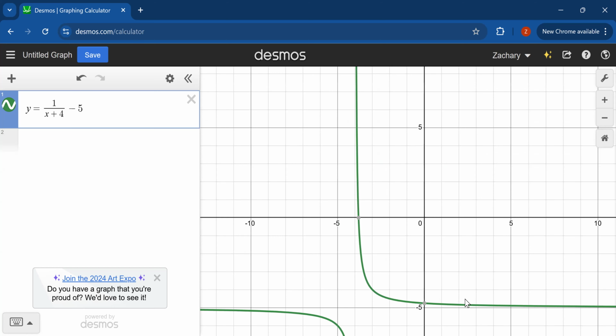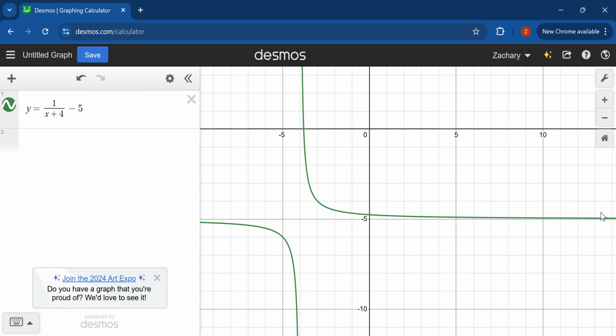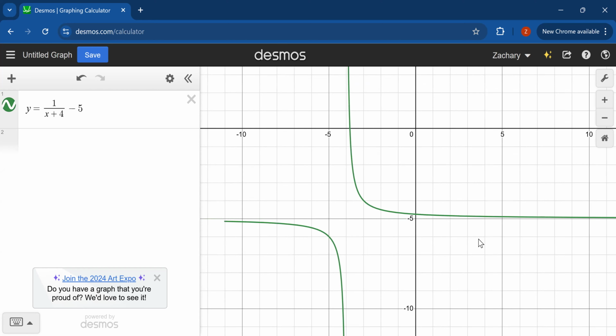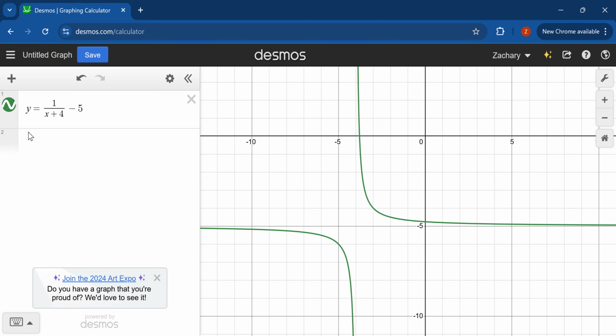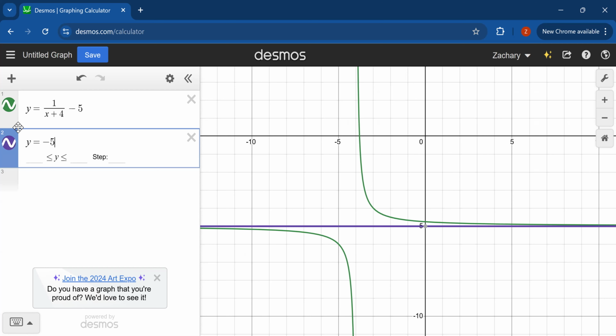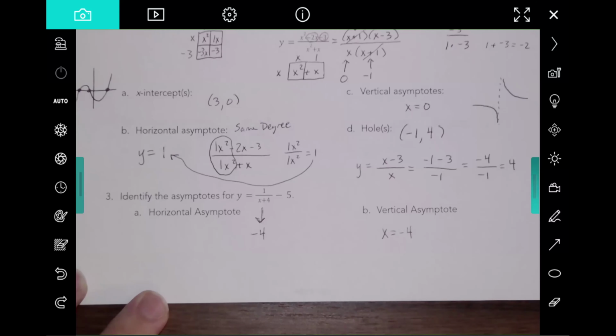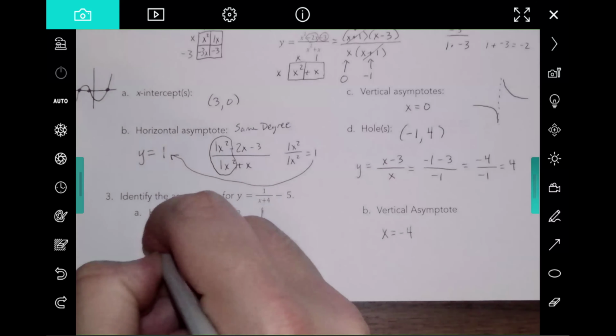If I zoom out a little bit, I can actually see a line on the graph at negative 5 that appears to be perfect for our horizontal asymptote. So we're going to say y equals negative 5. Yep, that is the horizontal asymptote. So I'll switch back over. We'll write this down on the paper, and then we'll talk about how we can calculate this aside from Desmos. So horizontal asymptote will be at y equals negative 5.